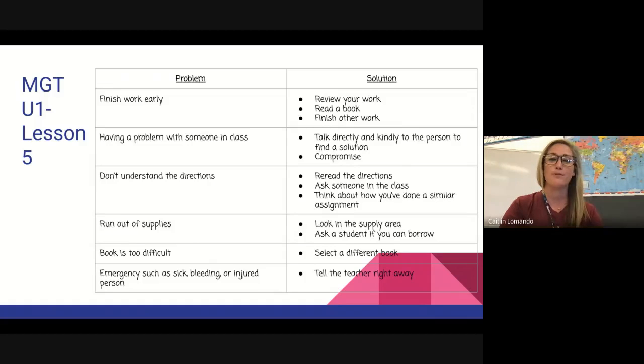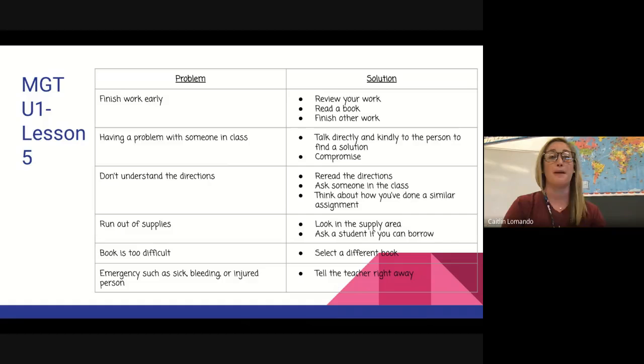Or maybe you compromise. Maybe you want to work somewhere and someone in your house wants to play video games in that same room. You could compromise by saying, I'll work during this time and then you can play video games after. Or you can play video games in here today. I'll find somewhere else to work.